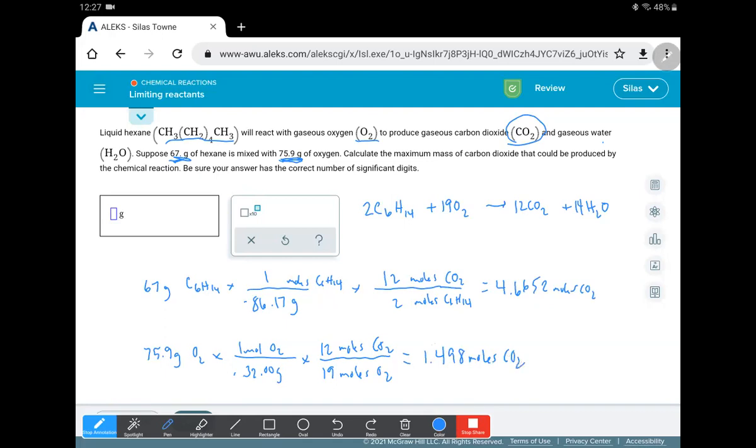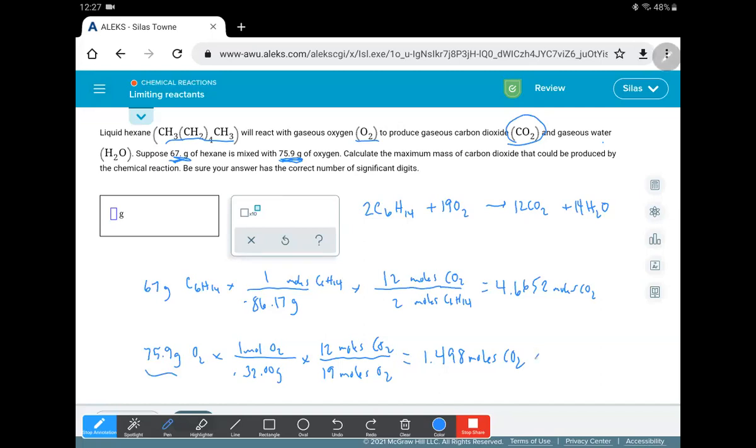So which one is limiting? It is our oxygen. We have a little over 3 times as much hexane as we do oxygen in particles, not in mass, but in particles. So even though it's a higher mass, 75.9, it is the limiting reactant.